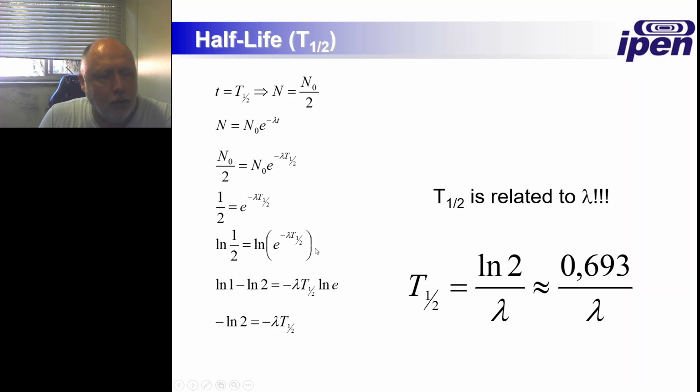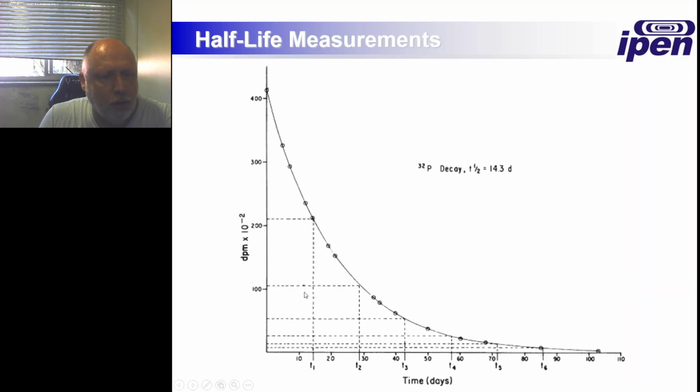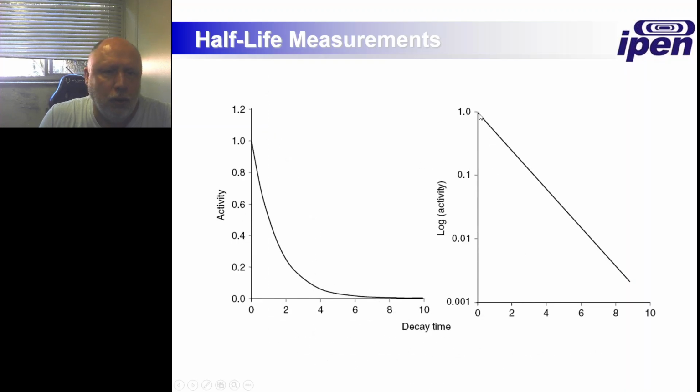So the ln of this will be just, ln of e is 1, right? It will be just minus lambda t. So this becomes a straight line.